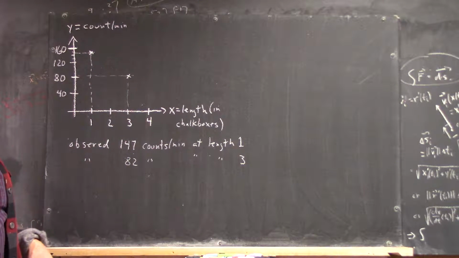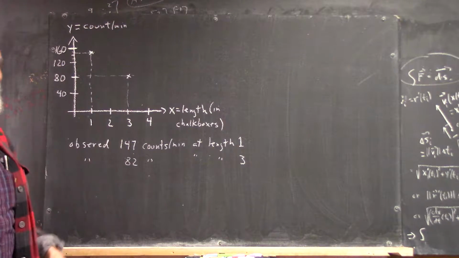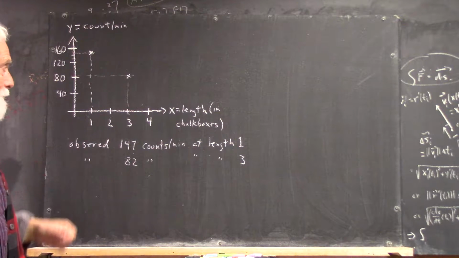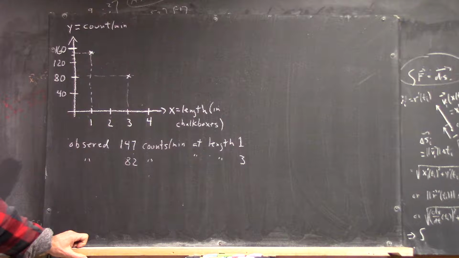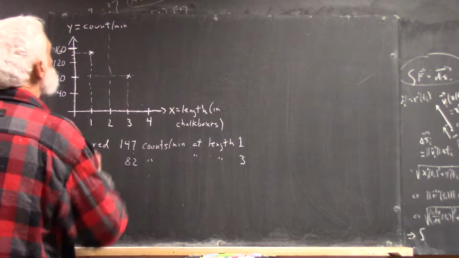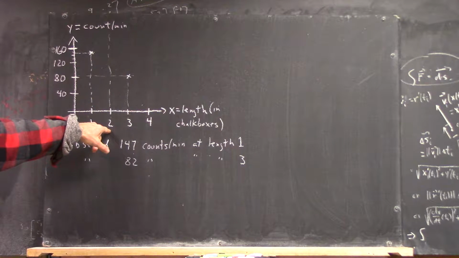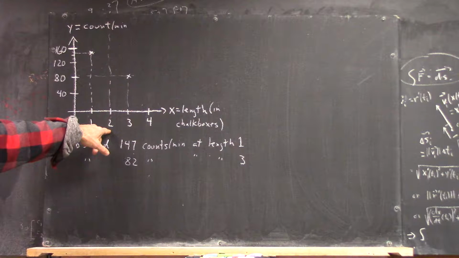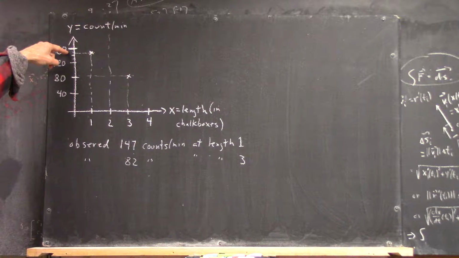Easy to test. Next time you take your shoes off, just hang one from a shoestring and oscillate it, hang it from a shorter shoestring, and you get the feel of it. Okay, so where do you think the point corresponding to a length of 2 would lie? Think it'll be closer to 80 or closer to 147, or halfway between?